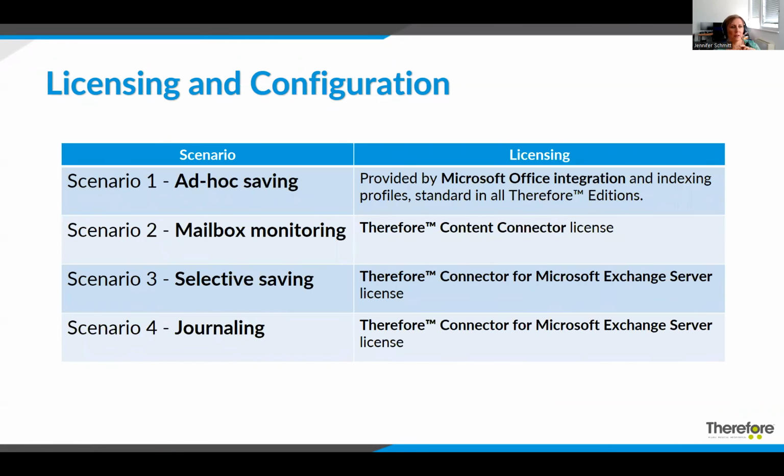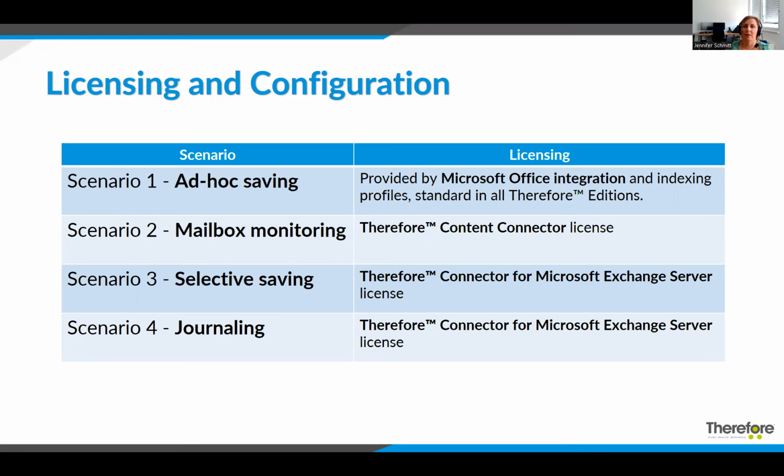So licensing and configuration. I'll go into the specifics in just a bit, but for now, scenario 1 was ad hoc saving, where you were the person who was deciding, I want this email to be saved. You click send to Therefore, save to Therefore.